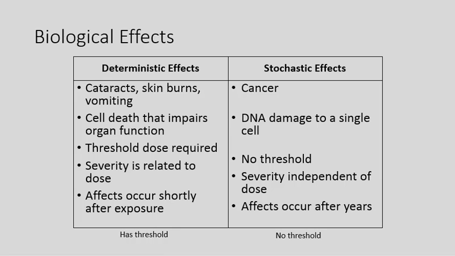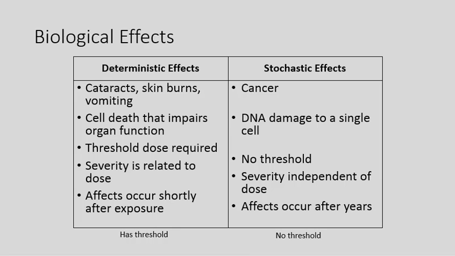Deterministic effects and stochastic effects are the biological effects of radiation. Deterministic effects are listed here. There can be cataracts, skin burns, vomiting, individual cell death. It has a minimum threshold, and the severity is related to the dose, and the effects occur fairly shortly, even hours after exposure. Remember, it has a threshold.